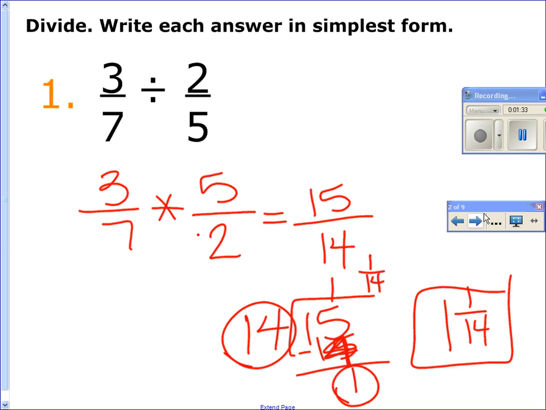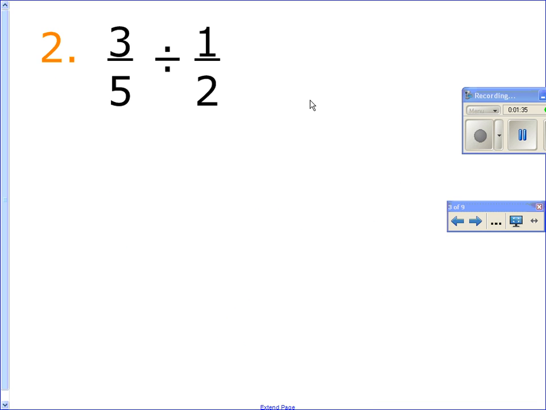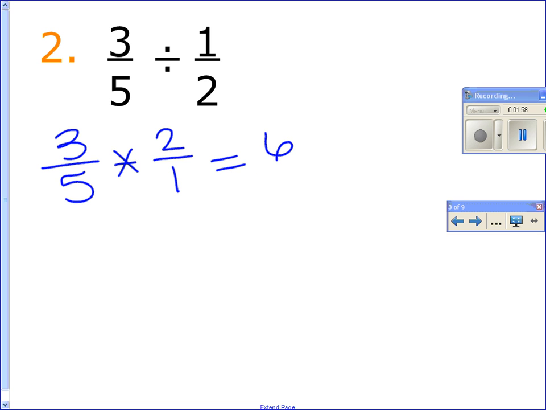Okay, let's try another one. We have 3/5 divided by 1/2. So again, since there are no mixed numbers, we are going to keep the first fraction, change the division to multiplication, and flip the second fraction so it becomes 2/1. There are no numbers that can cross-simplify, so you're going to multiply straight across. 3 times 2 is 6. 5 times 1 is 5.